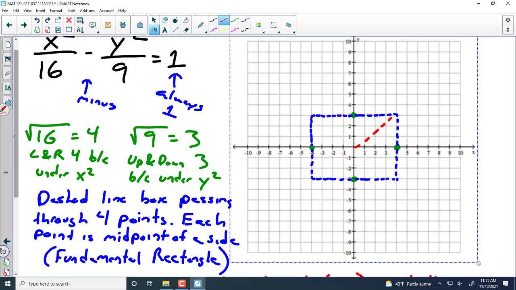Like that. You must go through the corners of the box. You must go through the center of the box. You must. That's still not the hyperbola, but don't worry, we're almost there. Here's the rule for a hyperbola, everyone.